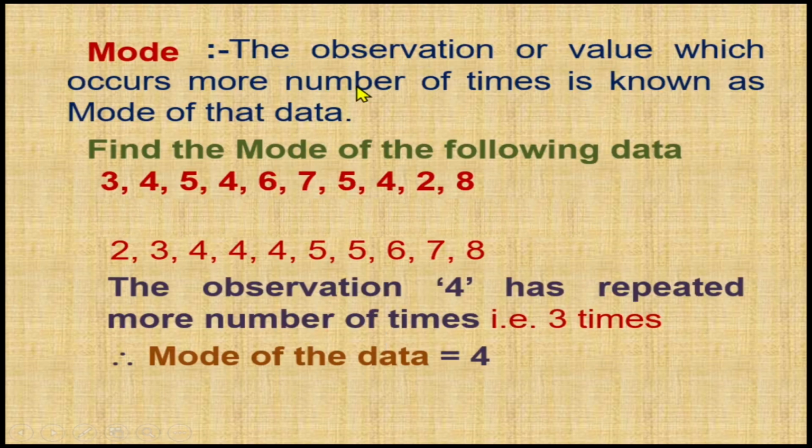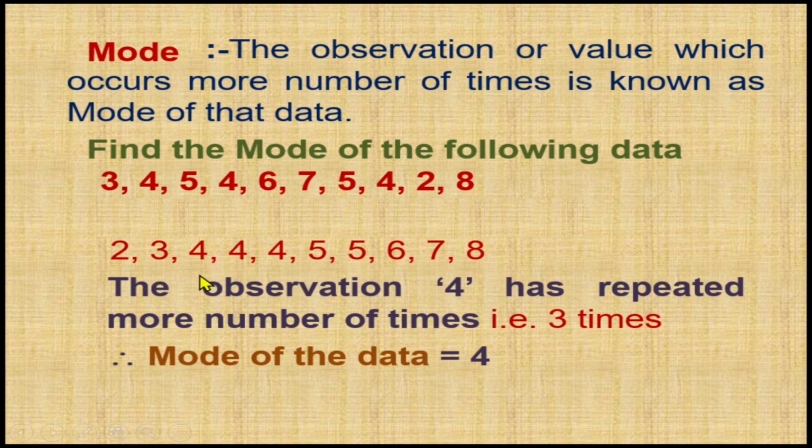Are you clear, children? Now, you can see that the observation or the value which occurs more number of times is known as the mode of that particular data. Already we have discussed it. Now, if you want to find the mode, find the mode of the following data: 3, 4, 5, 4, 6, 7, 5, 4, 2, 8. Now, you see which observation is repeating more number of times?